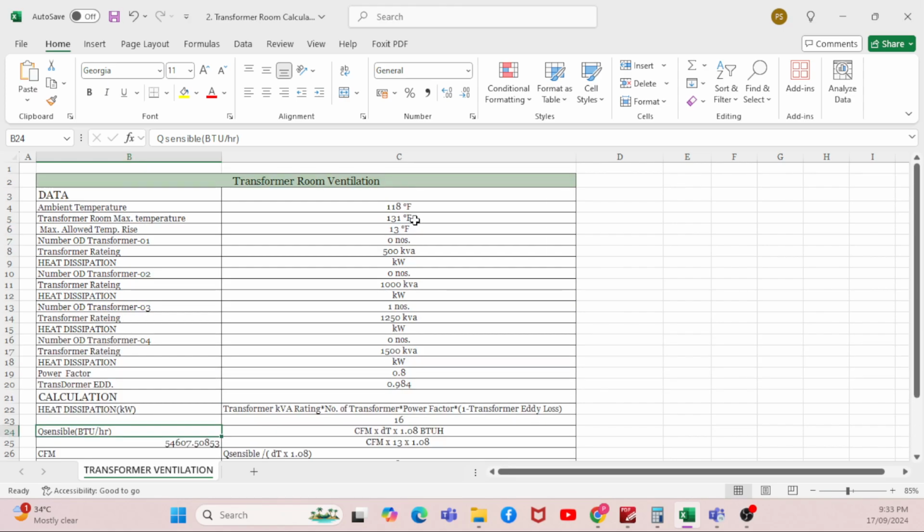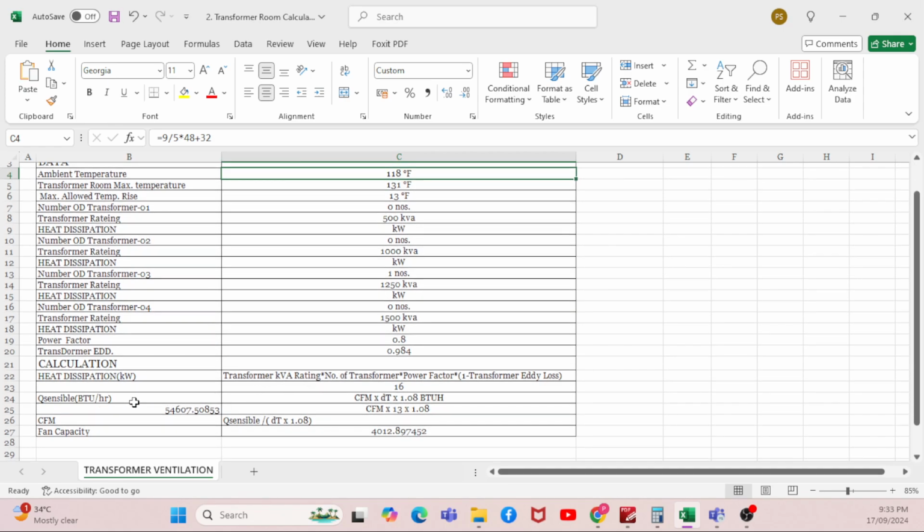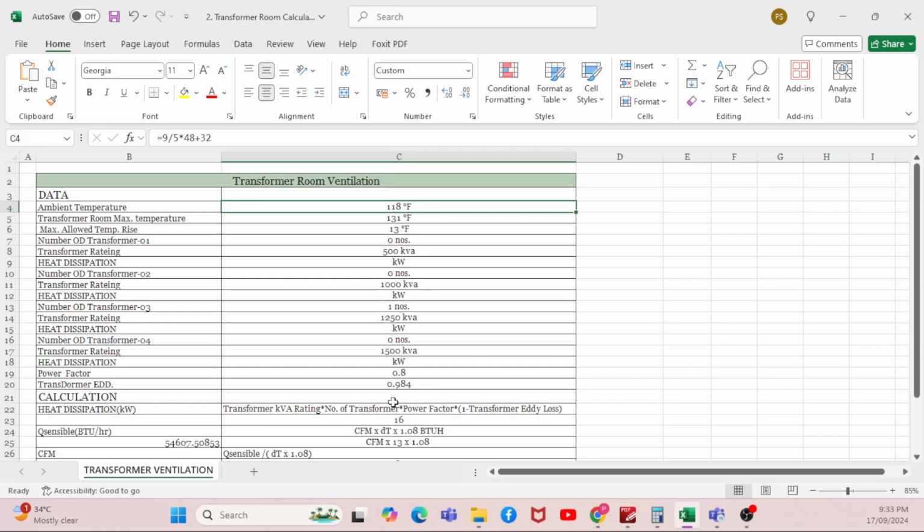For example, 48 degrees Celsius, and you are converting from Celsius to Fahrenheit, because our equation will be BTU per hour equals CFM and your delta T in Fahrenheit. So you are converting from degrees Celsius to Fahrenheit. The 48 degrees Celsius will be 118 degrees Fahrenheit, and the 55 degrees Celsius will be 131 degrees Fahrenheit. So the temperature difference between maximum and minimum will be 13 degrees Fahrenheit.